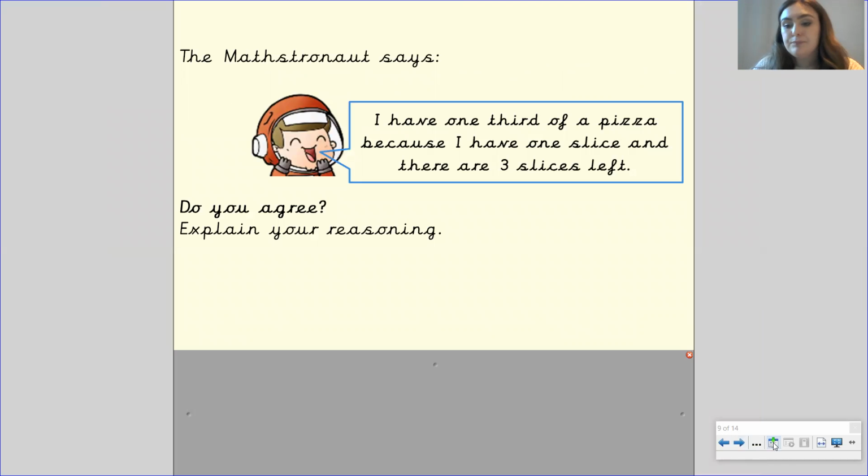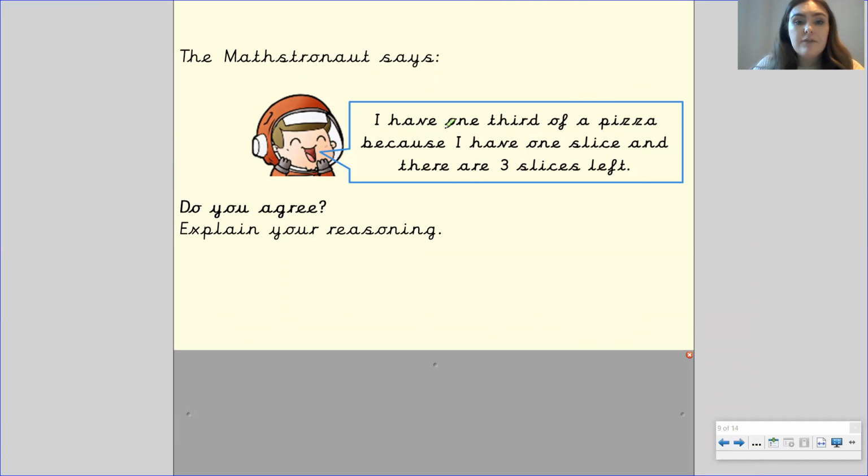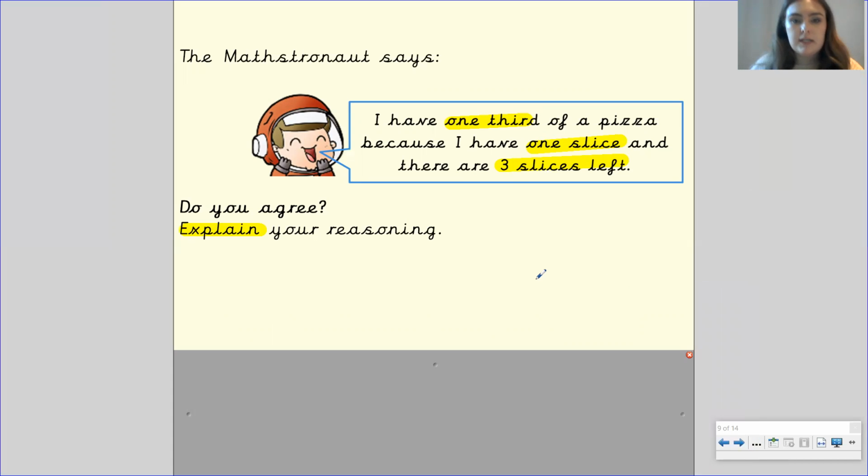Okay, so we've got a mathstronaut here and he has said, if I have 1/3 of a pizza because I have one slice and there are 3 slices left? Do you agree? Explain your reasoning. Okay, so what we're going to do is we're going to draw this out.